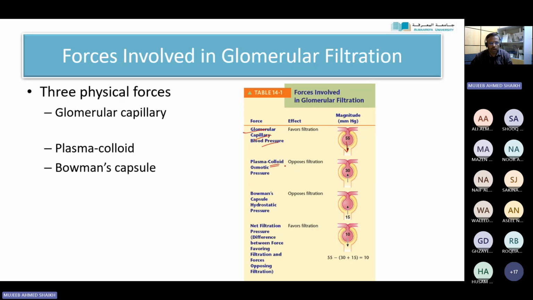Then there is plasma colloidal osmotic pressure, this is pi GC. It is holding the fluid, that means it is in the opposite direction. Then the third pressure is Bowman's capsular hydrostatic pressure. Pressure occurred because of the fluid here, which is again not allowing the fluid to come out. That is 15. So net filtration pressure is about 55 minus 45, which is equal to 10 millimeter of mercury.